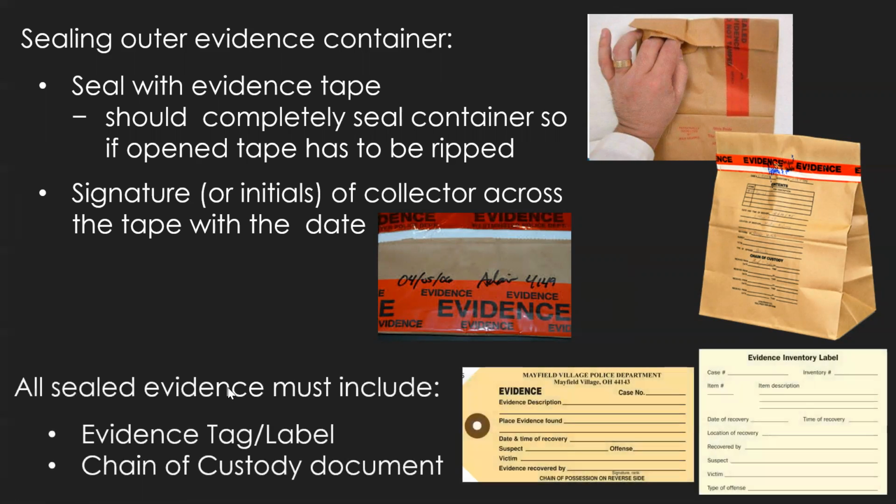And then all sealed evidence, once it's been packaged in the appropriate container and sealed with tape appropriately, you also have to include an evidence tag or an evidence label, and then a chain of custody document. Evidence tags and labels look different depending on, once again, the type of brand you buy, but it usually will say the case number, the evidence description, place it was found, date and time of recovery, who it was recovered by, and if there's a suspect and victim, an offense. So it's just kind of covering all the questions.